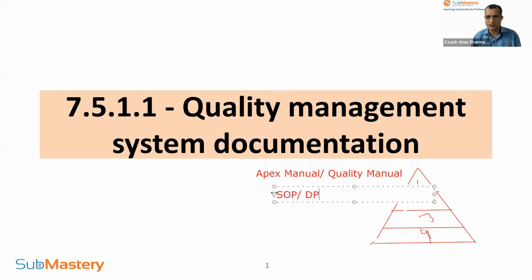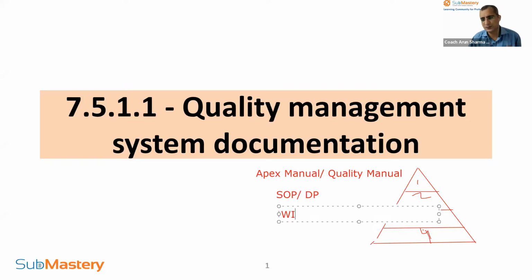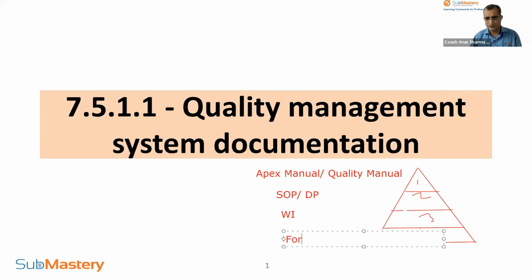Level 3 is work instruction, a more detailed version, which is generally used by operators or at the shop floor. And then we have forms and formats. So these are the 4 levels of documentation, a general interpretation. Level 1 is the quality manual or Apex manual. Level 2 is SOP, standard operating procedure, or documented process. Level 3, work instruction. Level 4, forms and formats.